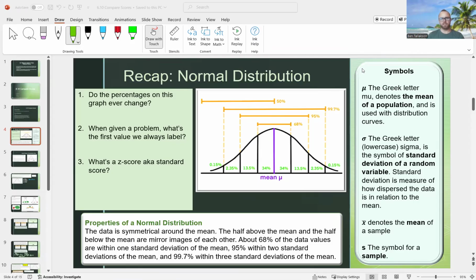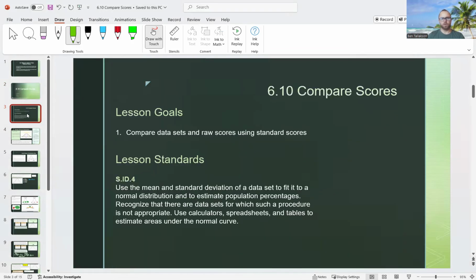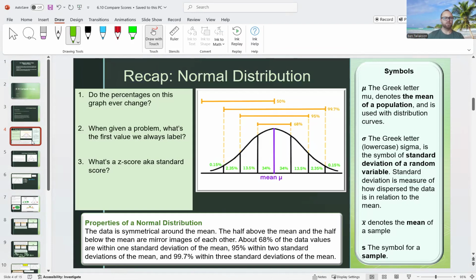And now we're going to look at 6.10, compare scores. Our goal, compare data sets and raw scores using standard scores. Let's start with a recap. You've seen this graph before. You have a handout for it. Now it's time to answer a few questions to make sure you understand it.